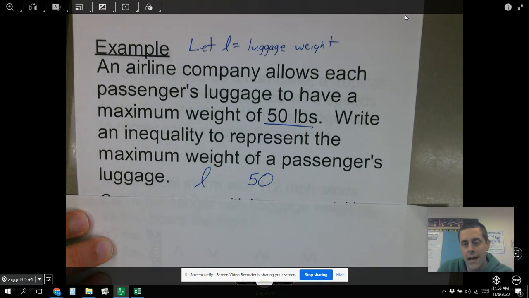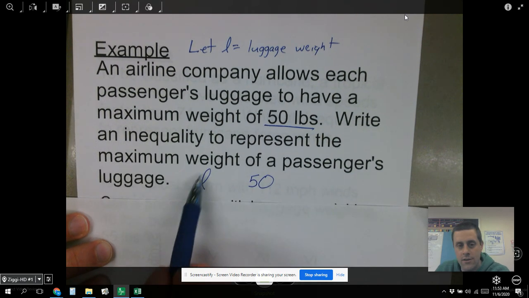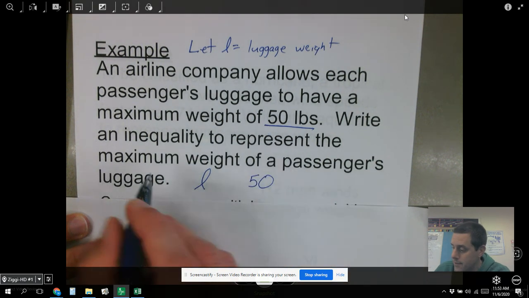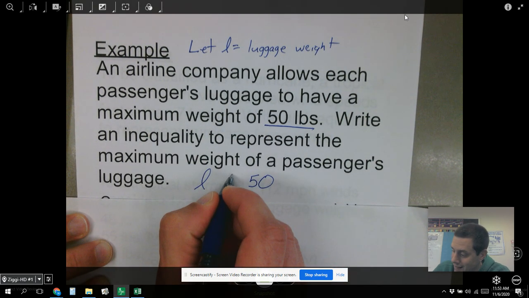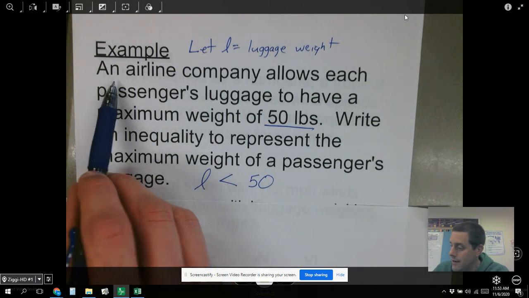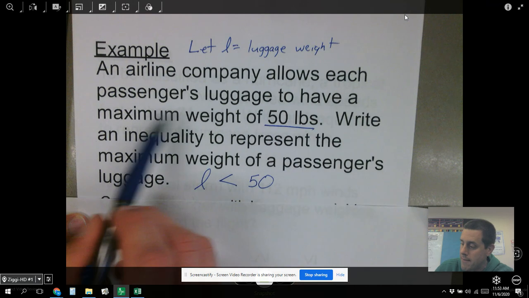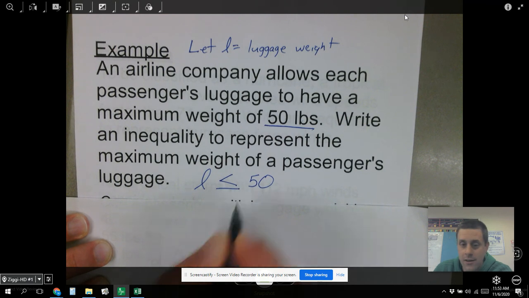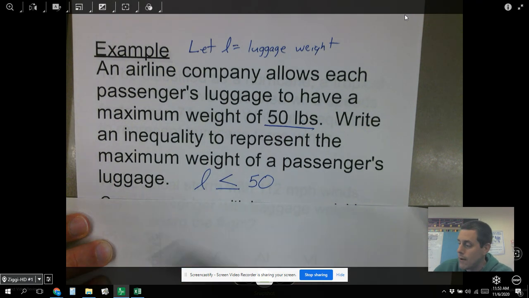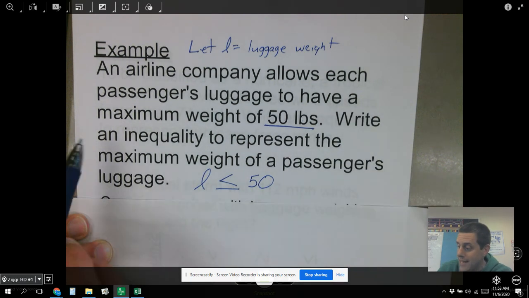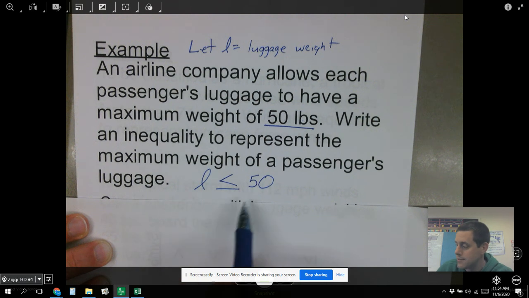Now, in order for a passenger to board the airplane, how does their luggage weight need to compare to 50? Well, 50 is the maximum, so their luggage weight needs to be less than 50. One last thing to check: could their luggage weight be exactly 50? The airline company allows a maximum weight of 50 pounds, so 50 is acceptable. 50 is a solution here, so this could also be equal to. So the inequality would be L is less than or equal to 50.